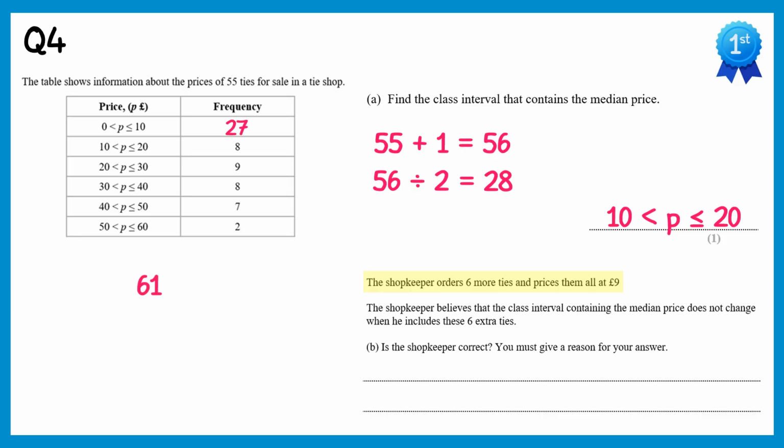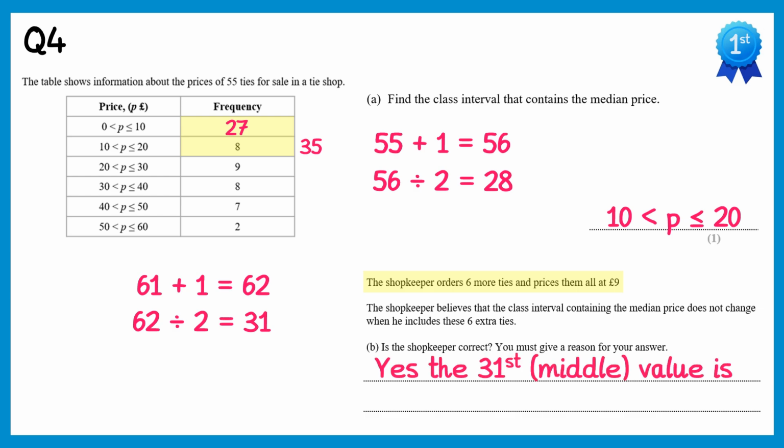So when we try and locate the middle price, we're going to need to add 1 to this instead, which is 62, and then half this, which is 31. So the middle tie is now the 31st tie. So in the first group we have 27, and then if we add in the next group we've got 27 plus 8, which is 35. So we've gone past the 31st tie, so we're still in this category from 10 to 20. So to answer this question we do agree with the shopkeeper, so we'd put yes. The 31st, which is the middle value, is still in the same group.